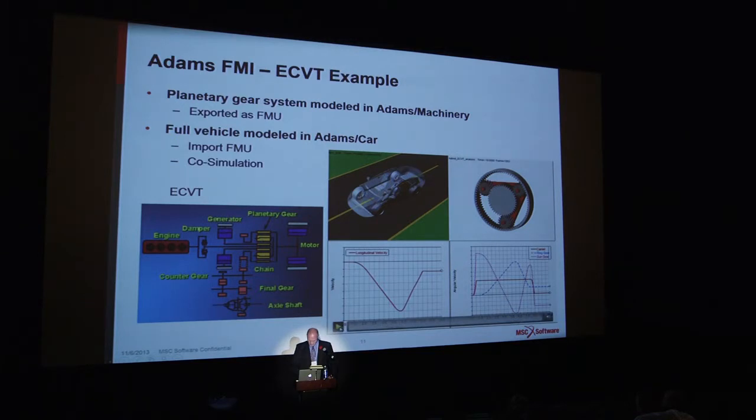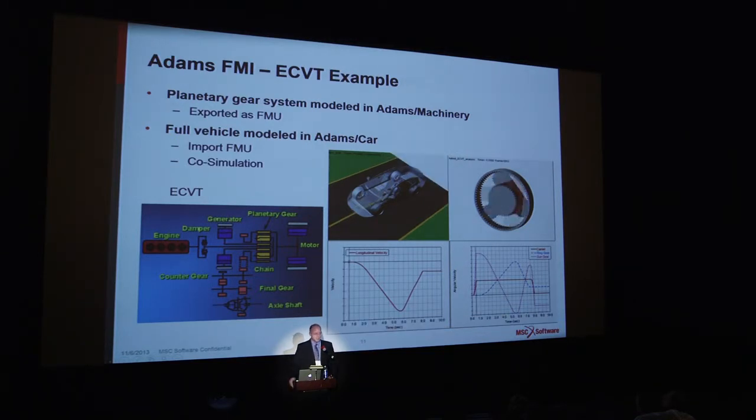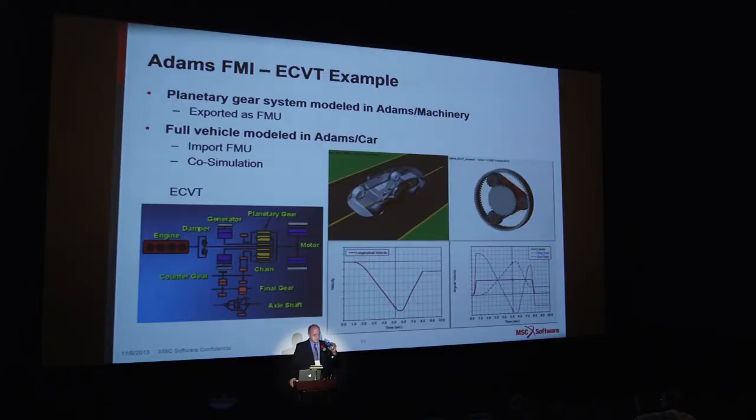And again, this is an example of just using Adams, the two different modules of Adams, using the FMI, but this planetary gear system could have come from any simulation tool that supported FMU. And likewise, we could have modeled this as well in Adams Chassis instead of Adams Car.